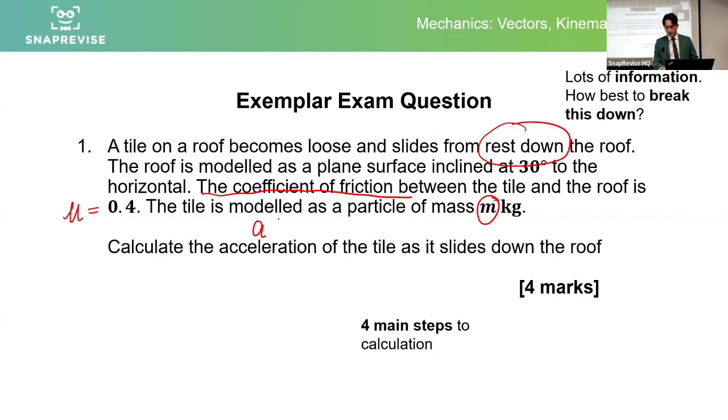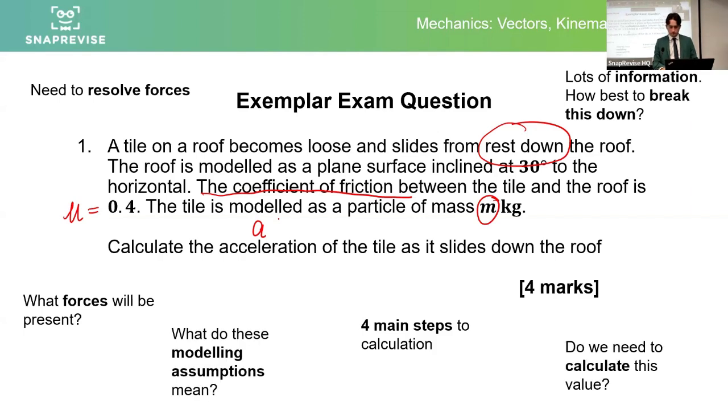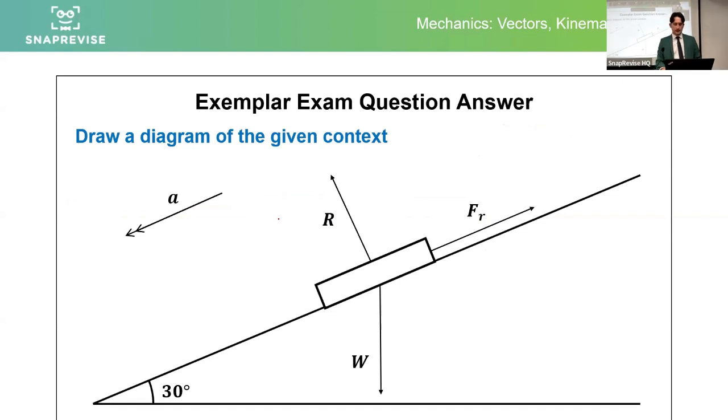So we're going to use a bit of SUVAT as well. So there's lots going on here, lots of information. And also we've got to resolve forces, think about F equals ma, and so on. So let's have a little look. So here's the diagram. There's the tile, there's the friction, there's the weight. Now the first thing we're going to do, if we start breaking this into components, I would make sure that diagram was clear, we understood that. And then we'd have 30 degrees in there.